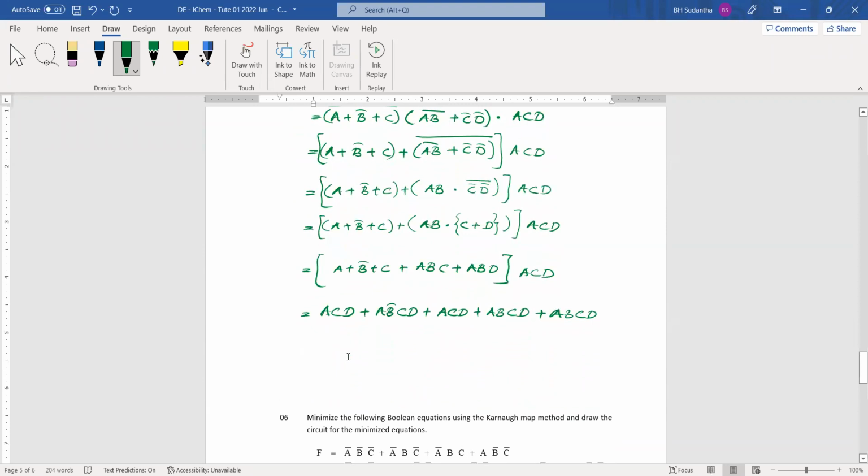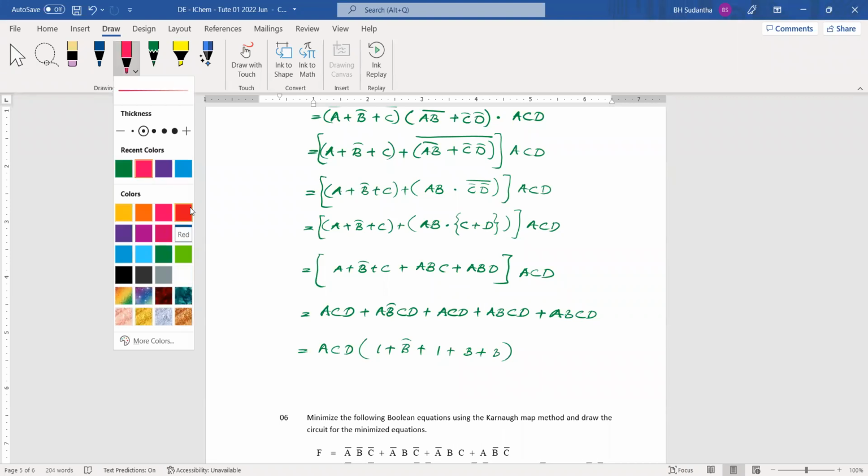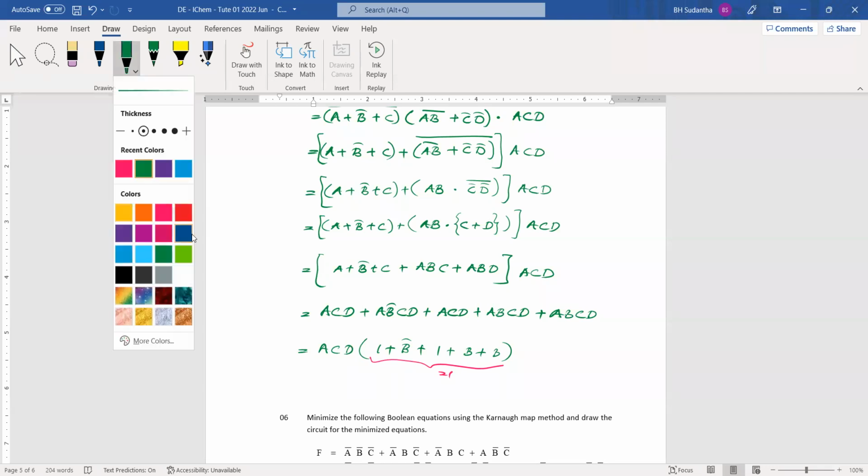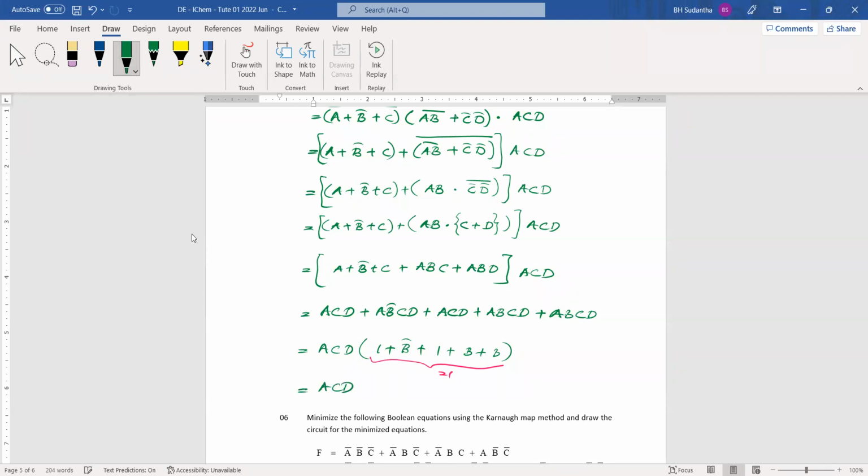Okay. Then again, this ACD, we can write one. This ABCD, we can write one. Anyway, we can take ACD out. This is 1 plus B bar, 1 plus B plus B. Then the whole thing will be 1, this part. Then the final answer is ACD.